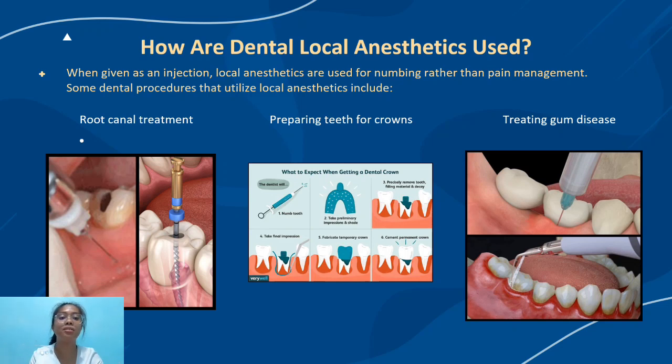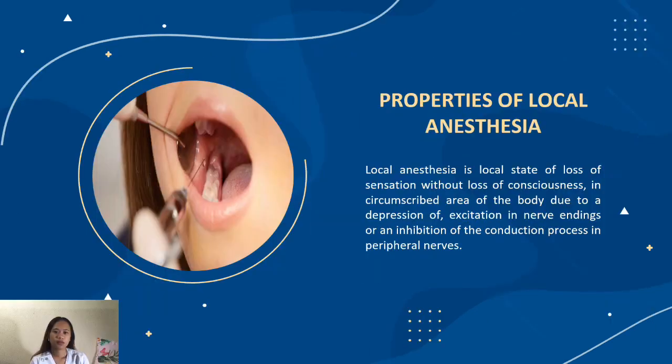Some dental procedures that utilize local anesthetics include: first, root canal treatment. The anesthesia is injected so the patient can remain awake during the procedure without feeling any pain. Preparing teeth for crowns also needs anesthesia injected into the gums so you won't feel pain. Treating gum disease also needs anesthesia to avoid patient discomfort.